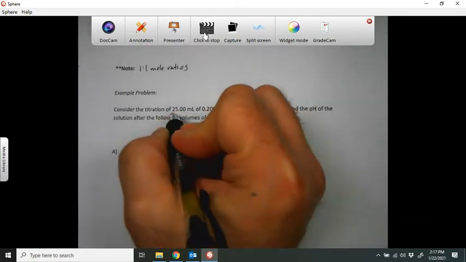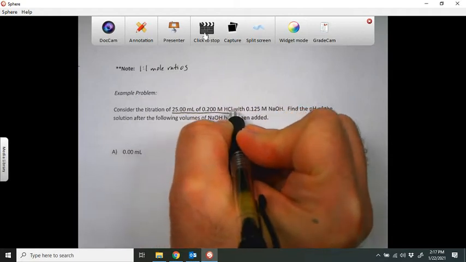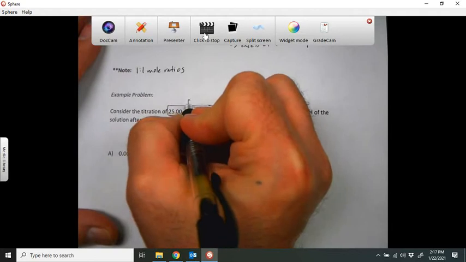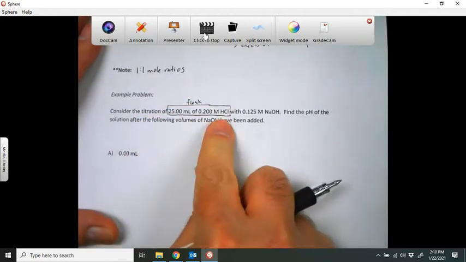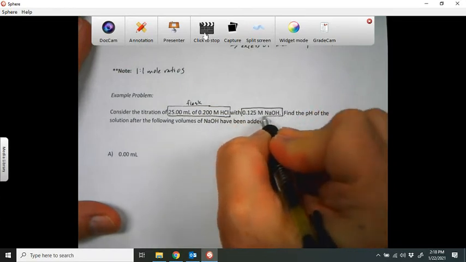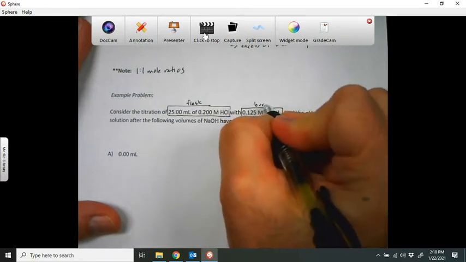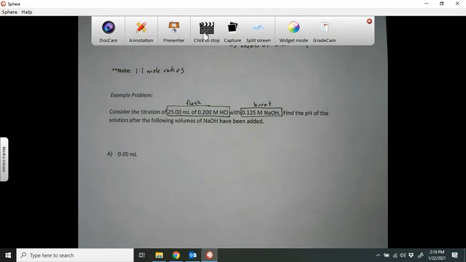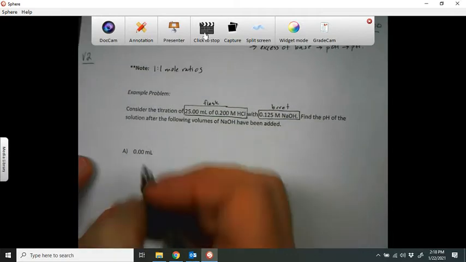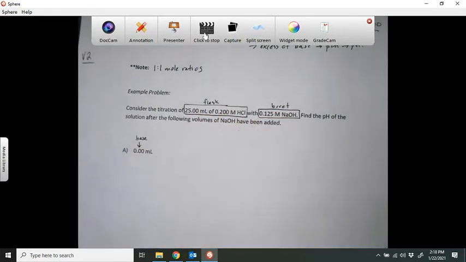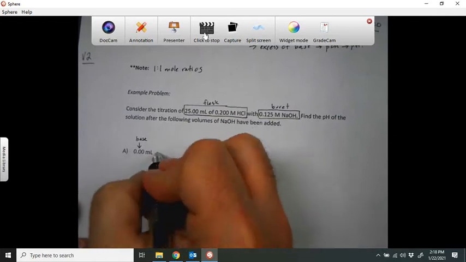So the one that we know, the amount or the volume of, this is in the flask, and this is going to be the acid HCl, and we're reacting it with 0.125 molar NaOH, which would be in our burette. We want to find the pH of the solution after the following volumes of NaOH have been added. So this value right here is base. So this is before any base is added.